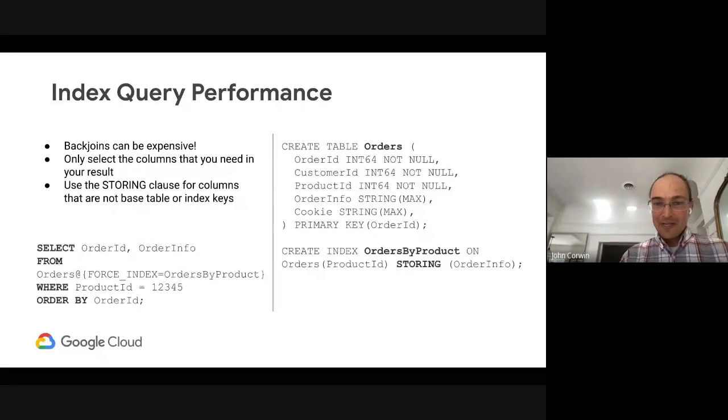Spanner now has a cost-based query optimizer, but you can always profile your query and see if it's doing what you expect. If not, you can add the index hint. Other questions?